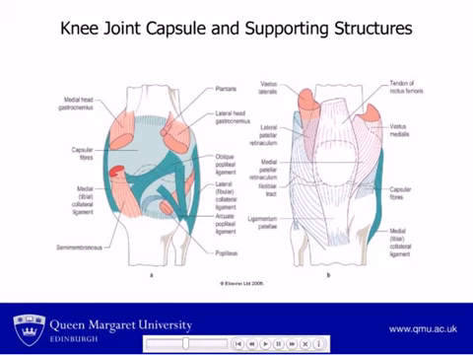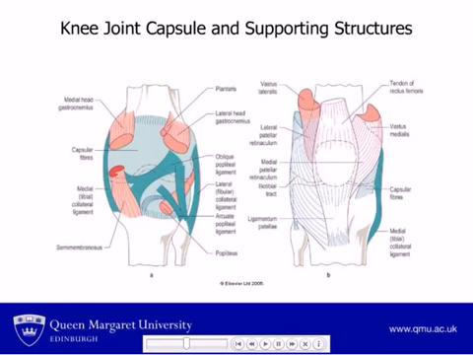So, strengthening the capsule, there are 5 extra capsular ligaments. The patellar ligament, fibular collateral ligament, tibial collateral ligament, the oblique popliteal ligament, and the arcuate popliteal ligament.